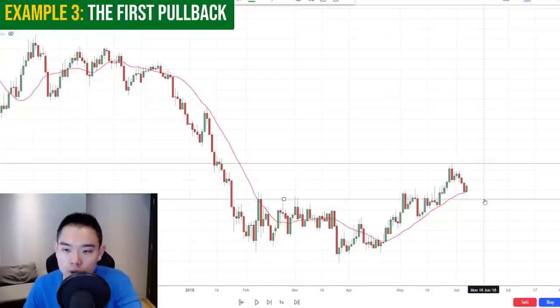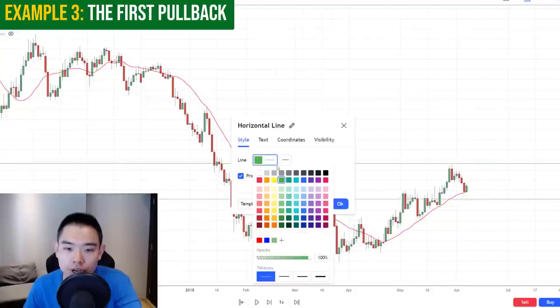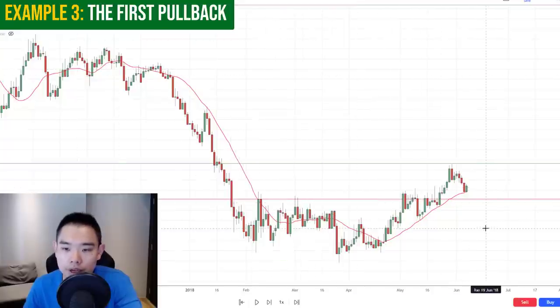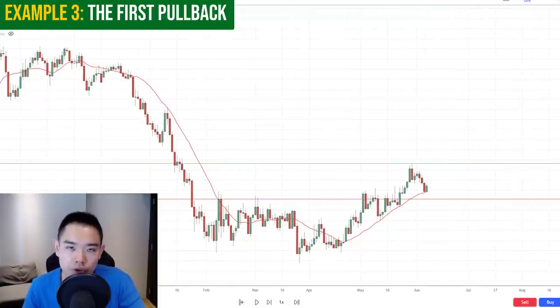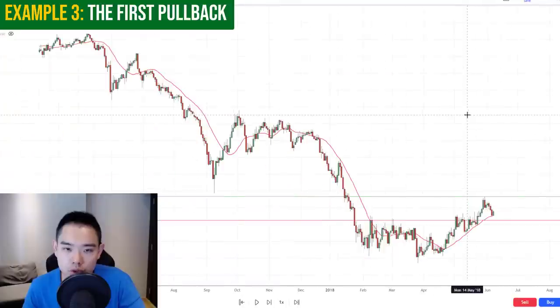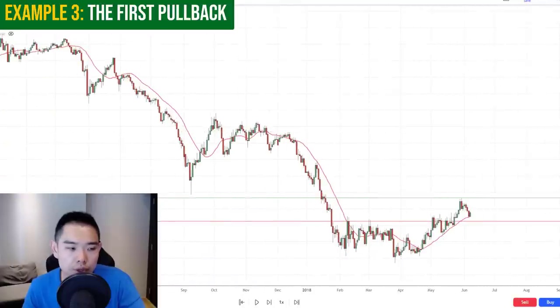So let's say your stop loss is somewhere here. Just change this to red. Okay, great. And now, what about the target? For this, I usually like to go with a trailing stop loss. Why is that? Because if you zoom out a little bit, as I've shared earlier, you can see that this market was previously in a downtrend.